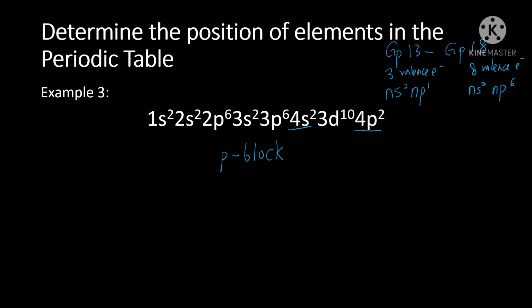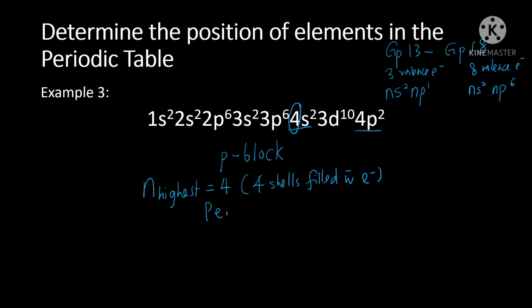After underlining the valence electronic configuration, we can see that the highest principal quantum number for this element is 4. Therefore, this element has 4 shells filled with electrons, and is a period 4 element. And this element has a total of 4 valence electrons, and therefore it is a group 14 element.